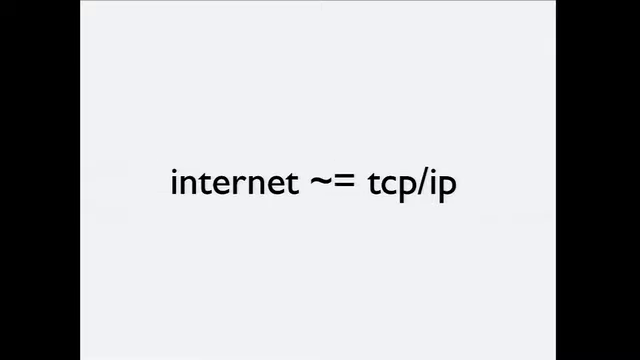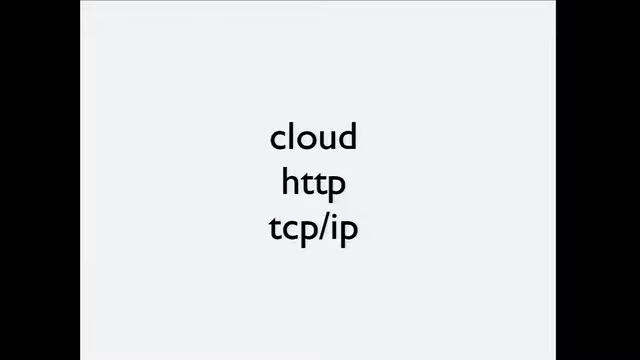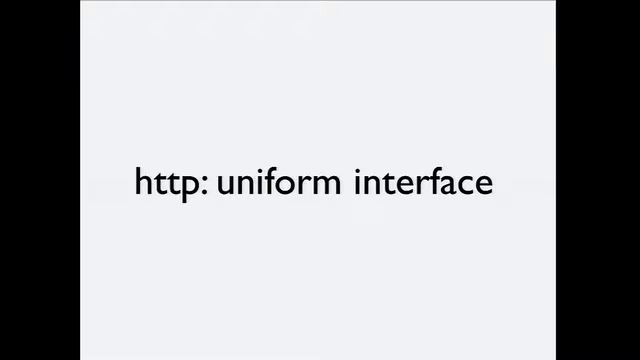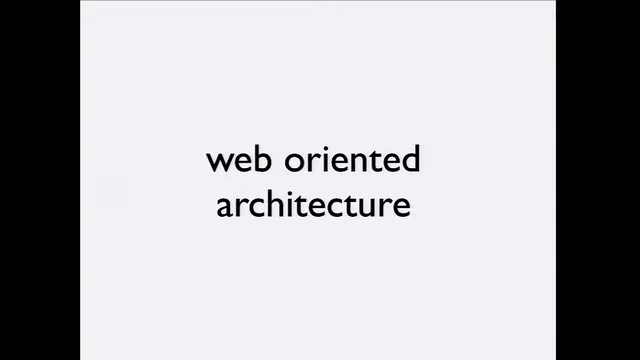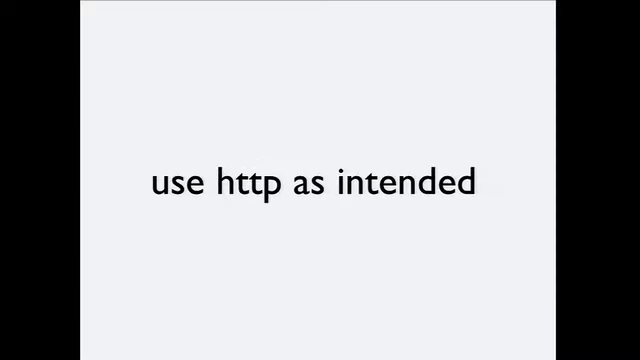If we look at the internet, we have a standard there which is TCP/IP, which has beaten out IPX, SPX, and a bunch of other arcane protocols to become the king of the roost on the internet. For the web, we have HTML over HTTP. And for the cloud, I think we can build on top of HTTP, thus standing on the shoulders of giants and using HTTP as the uniform interface. We need to deviate from HTTP as little as possible, and some people would call this a web-oriented architecture or a resource-oriented architecture. Basically, it means using HTTP as the design is intended. So no envelopes, certainly nothing like SOAP.